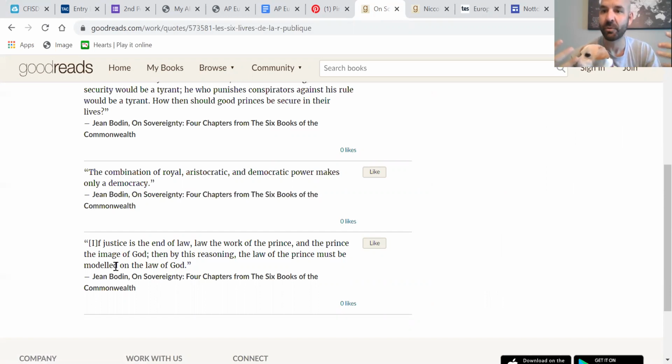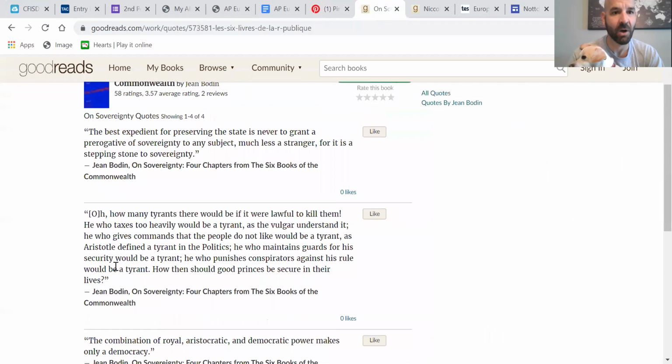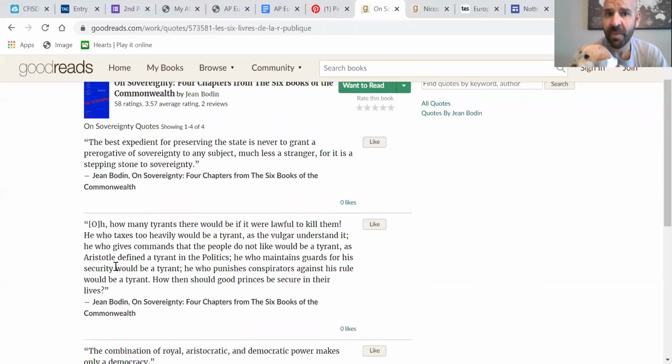Connecting religion to government power is not anything that is unique to Europe at this time. Humans have been doing it for a long, long time, but you can see him making the argument here for monarchy and monarchical power. He also said, the best expedient for preserving the state is never to grant a prerogative of sovereignty to any subject, much less a stranger, for it is a stepping stone to sovereignty. Basically, the king should be the only one that has any power whatsoever, and you should never give any power to any other person, because that will threaten the state, right?